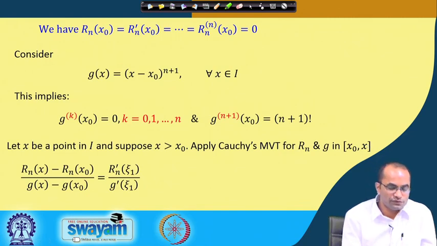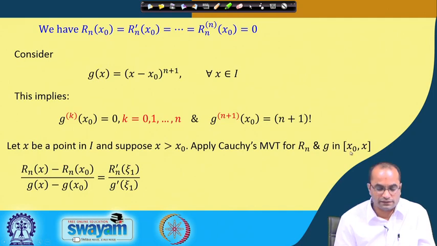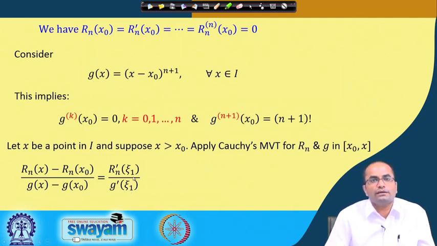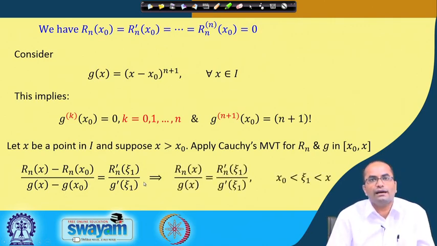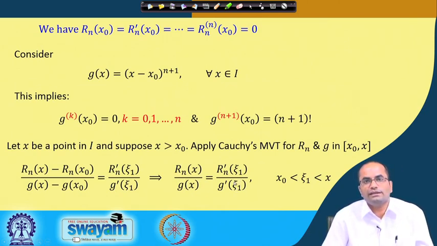And now remember, what was the Cauchy mean value theorem, that you have this function R_n(x) minus R_n(x_0) divided by g(x) minus g(x_0) is equal to the ratio of their derivatives at some point xi_1, R_n prime and g prime at xi_1. Now, if we notice that R_n at x_0 is 0 and also g at x_0 is 0. So, we have this result that R_n(x) over g(x) is equal to the ratio of their derivatives at some point xi_1 in this interval x_0 and x.